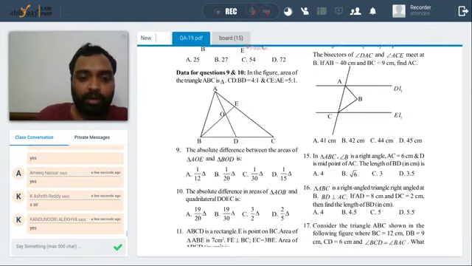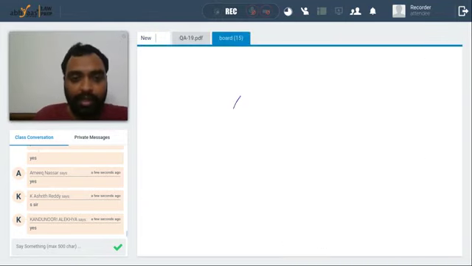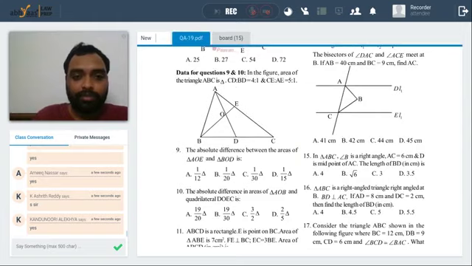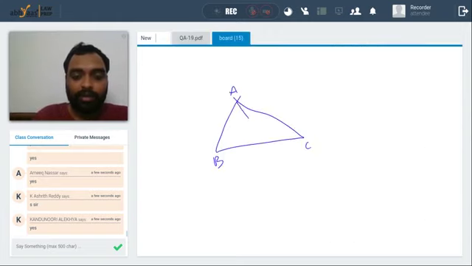Again, I have to draw this one. That is the biggest headache. Let me draw quickly. ABC. Don't mind my drawing. Very bad drawing I have. ADBE.